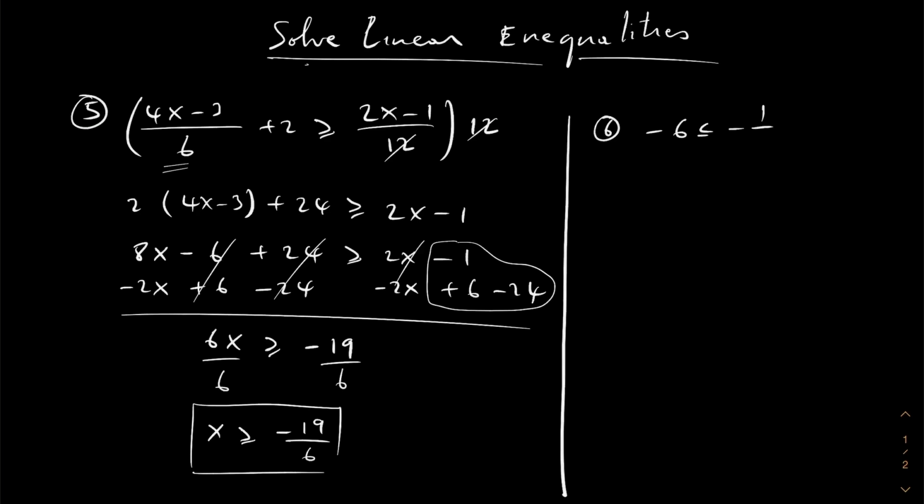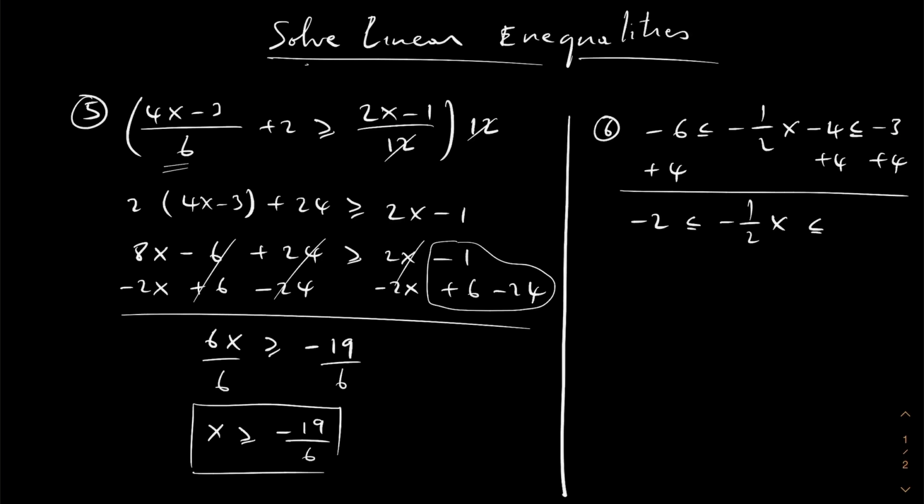All right, so our final example is going to be negative 6 less than or equal to negative 1 over 2 x, minus 4, less than or equal to negative 3. Since we need to isolate the variable x here in the middle, the first thing we need to do is add 4 on all the sides. So we're going to have negative 6 plus 4 giving us negative 2, less than or equal to negative 1 over 2 x, less than or equal to 1. And to get rid of the denominator, we have to multiply the whole thing by 2. That would give us 2 times negative 2 is negative 4, less than or equal to negative x, less than or equal to 1 times 2, which is 2.